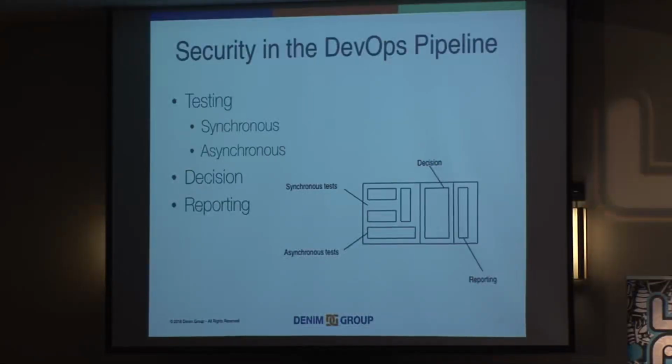So after you've done your synchronous testing, you need to make a decision. From a security standpoint, you need to determine: do I want to pass this build or do I want to fail this build? Very similar to if you're running JUnit for unit tests, or Selenium for functional tests, right? From a security standpoint, you want to decide whether this build is acceptable to move to the next stage in the pipeline, or whether we need to pull the cord and stop things.